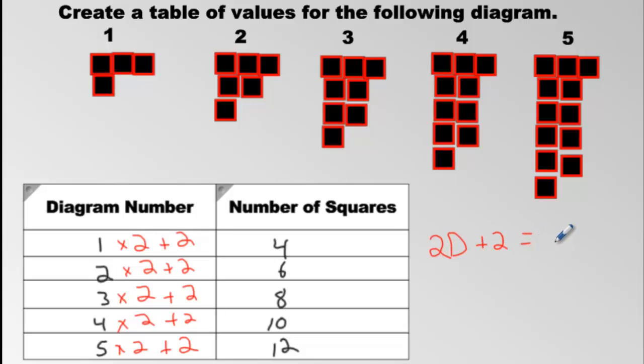And that makes the, what? It makes the number of squares. That's what you do. This is the relationship. You have to double the diagram number, whatever this diagram number is. If it was 4, you double it. You get 8. And then you add 2 more. You get 10. And that's how many blocks there are. 4 times 2 is 8. Plus 2 more makes 10.